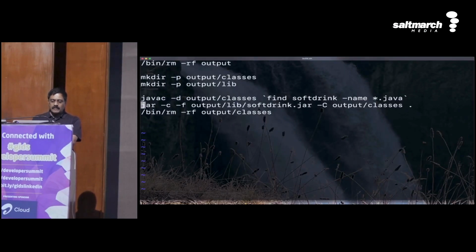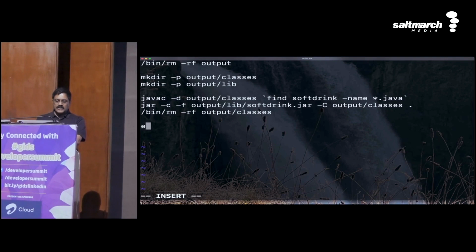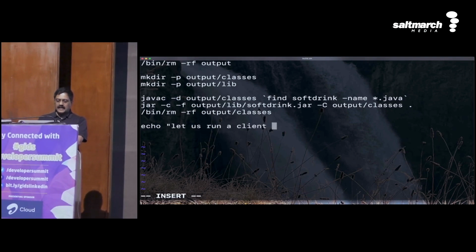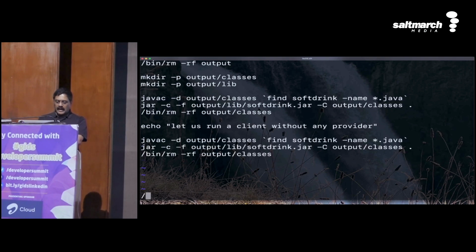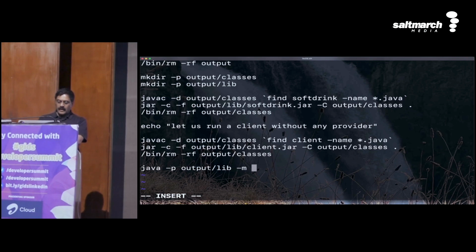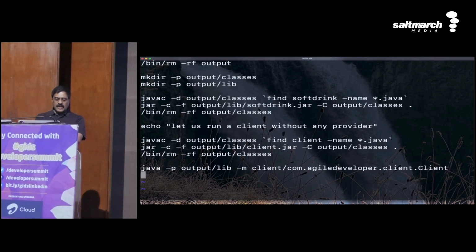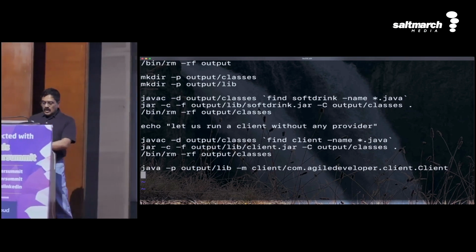All right, now what do we want to do? Our next step is, let us run a client without any provider. I don't have any provider right now, but I want to run my client. So I'm going to grab those three lines, run the client code and bundle it into a client.jar. Then once I'm done with it, I'm going to say java --module-path with the output lib directory. And what do I want to run? I want to run a client. The client I want to run is com.agiledeveloper.client.Client. So I want to run the client code and see how that works. So let's get to that right now.